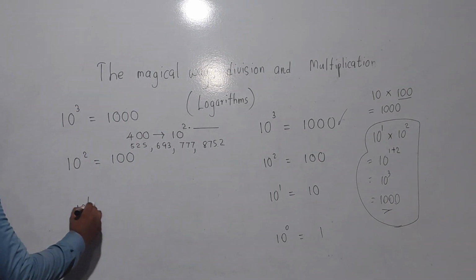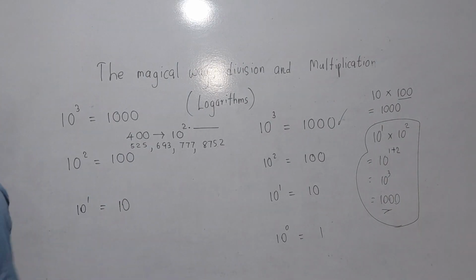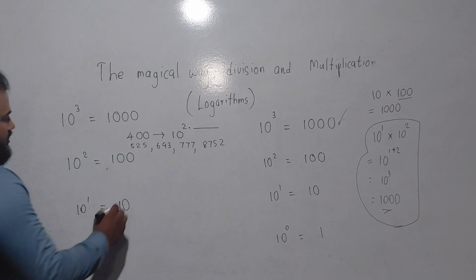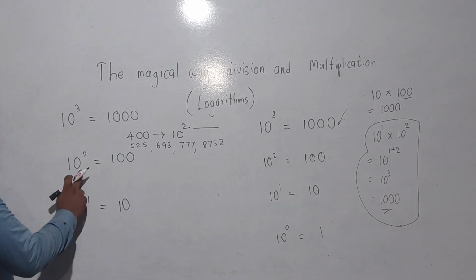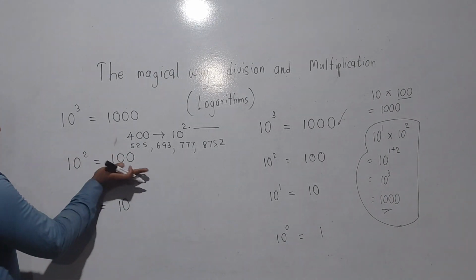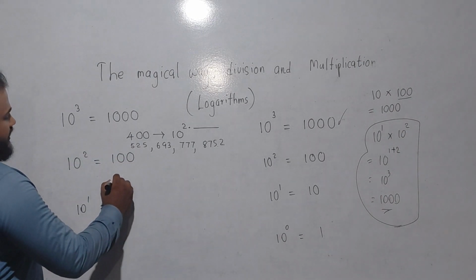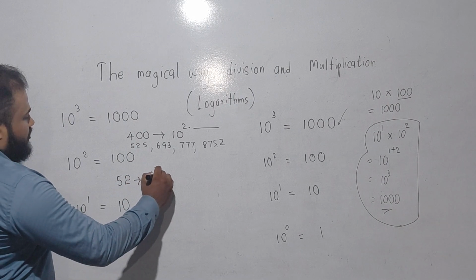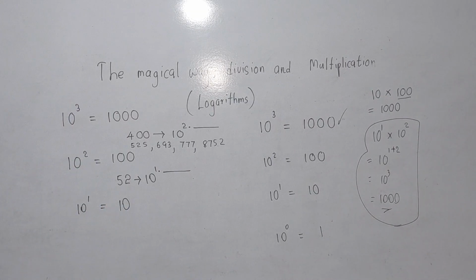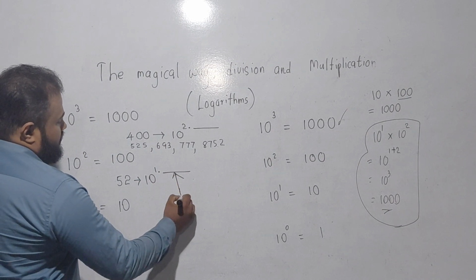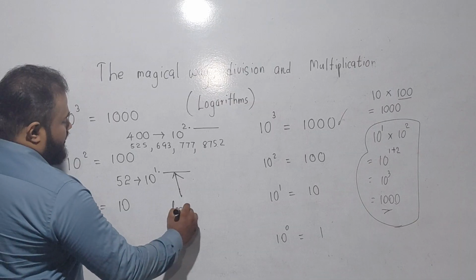Then what is 10 to the power 1? It's 10. So any value between 10 and 100 should be 10 to the power 1 point something. Why is that? Because 10 to the power 1 is 10 and 10 to the power 2 is 100. So if we take like 52, its log value should be 10 to the power 1 point something. So how do we find this something value? We use the logarithm table.